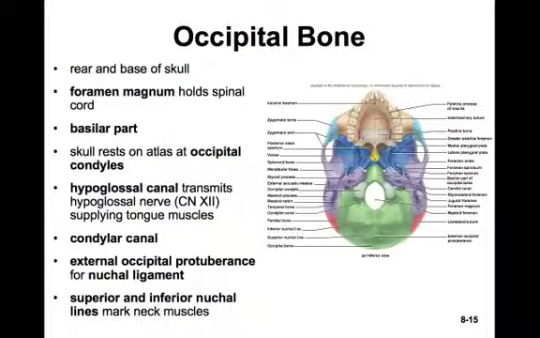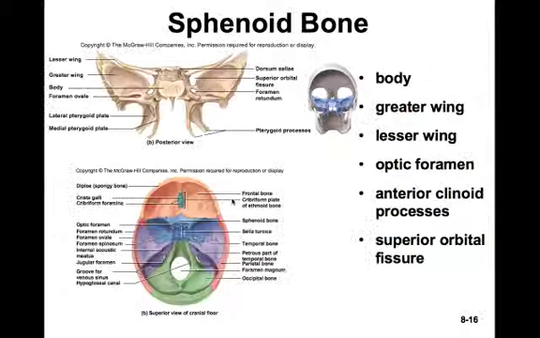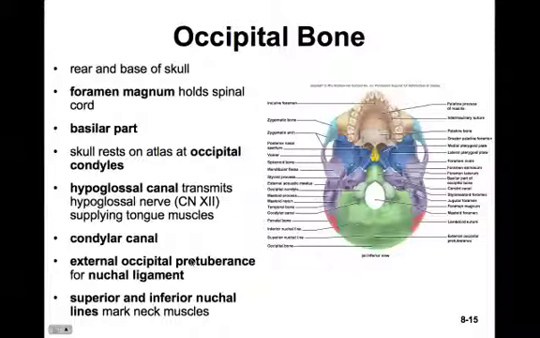We'll also see on the base of the skull the occipital condyles. These are the articular surfaces that interact with the very top of the spinal cord, the atlas vertebrae. We can also see on the occipital bone the hypoglossal canal. It's better seen from this picture. It exits the spinal cord right here and transmits the hypoglossal nerve, which supplies many of the tongue muscles.